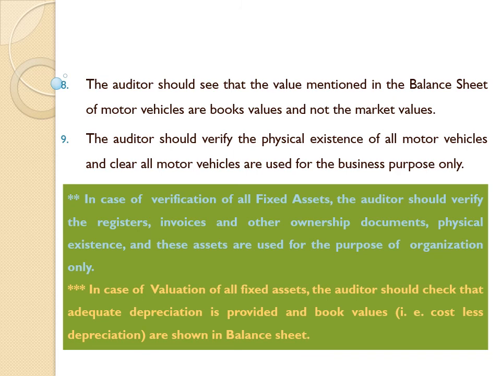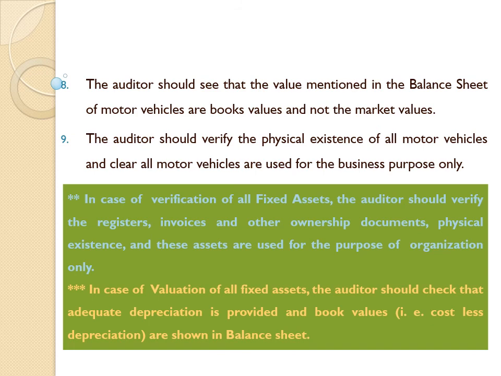rules. The auditor should see that value mentioned in the balance sheet of motor vehicles are book values and not the market values. It is also necessary to take into account the book values of assets are recorded on balance sheet rather than market value.